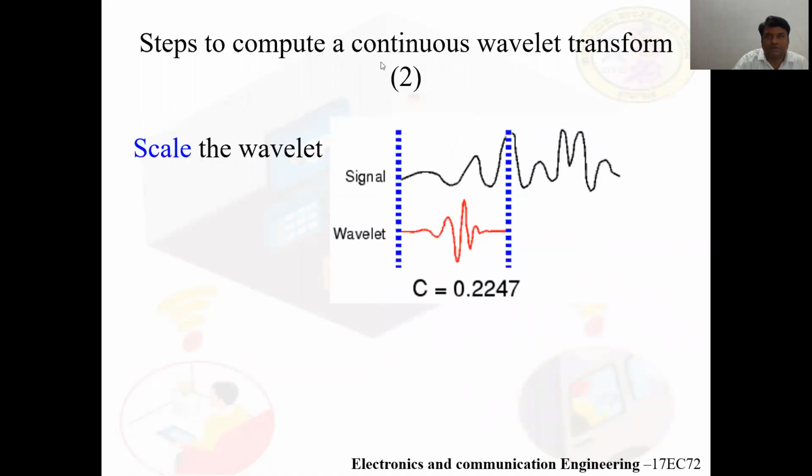Step 2. Compute the continuous wavelet transform. Scale the wavelet and compute it. Scale it. The constant is 0.2247.